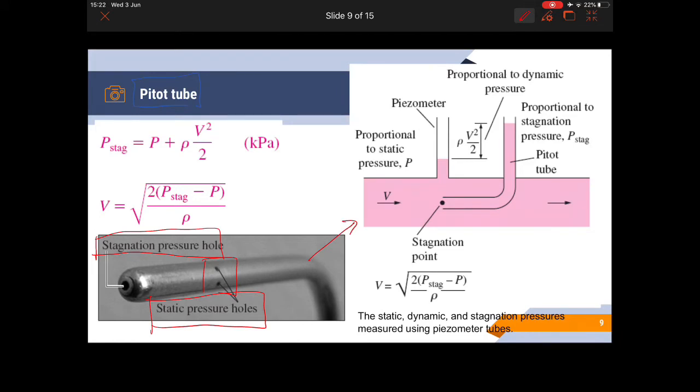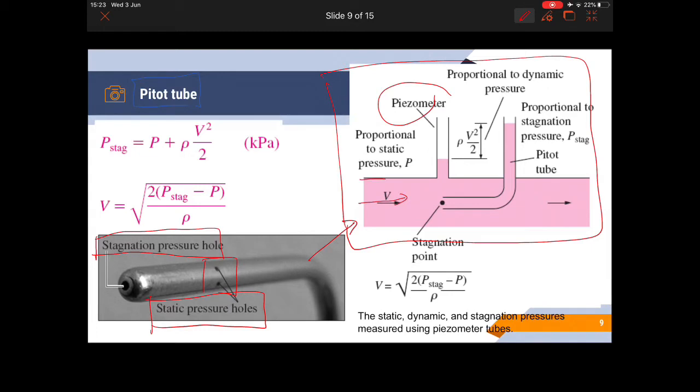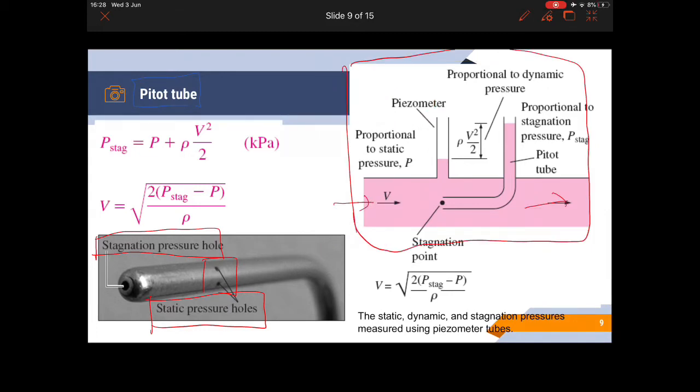After that, look at this diagram. How can the pitot tube and the piezometer be useful to visualize the stagnation pressure, the static pressure, and also the dynamic pressure? For example, if you have air flowing in this region colored by the pink color here, we can see that there is a stagnation point at the tip of the hole of the pitot tube, and then another one is the piezometer that has a specific height of the fluid, and also the pitot tube has a specific height.